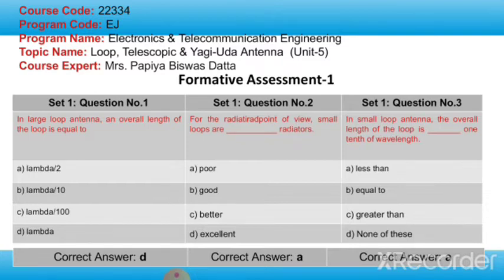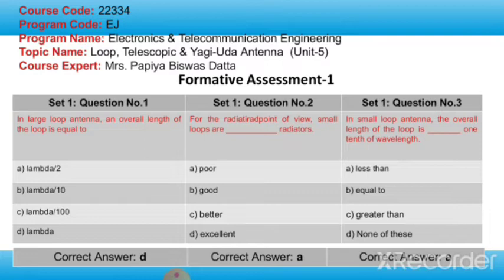I hope you got the answer. So in a large loop antenna, the overall length of the loop is equal to lambda. So answer D is correct. From the radiation point of view, small loops are poor radiators, and in a small loop antenna, the overall length of the loop is less than 1/10 of the wavelength. So these are the answers.